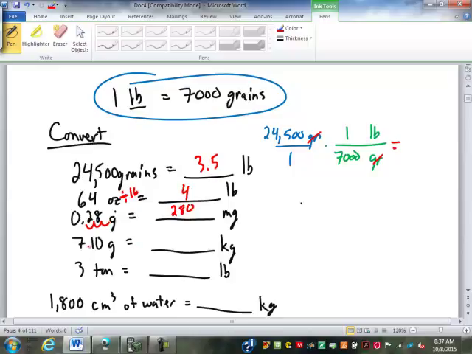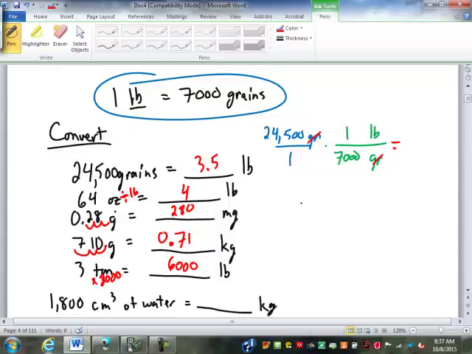710 grams going into kilograms is 3 spots. 1, 2, 3. 0.71. How about 3 tons into pounds? Times 2,000 pounds per ton, so that is 6,000 pounds.